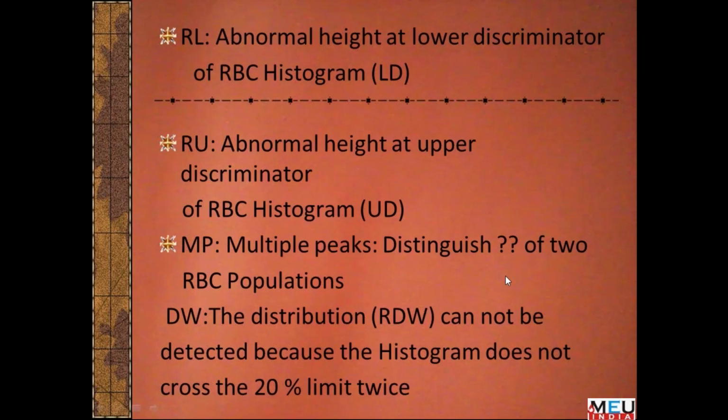There are a number of flags which come up. That is the abnormal height of the lower discriminator in the RBC histogram, or the abnormal height of the upper discriminator, which comes in cases of anemias, or multiple peaks in dimorphic anemias, or the various red cell distribution widths. They cannot be detected because they cross the 20% limits twice, or even more than that.